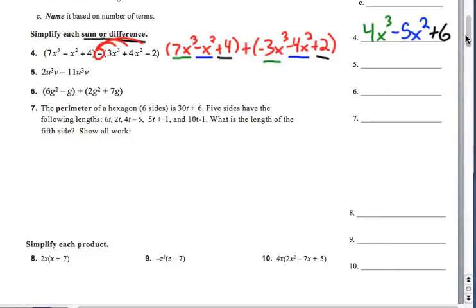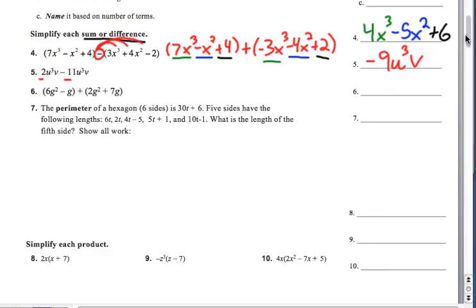All right, and number 5. I just have two things that I'm subtracting. So again, I notice 2 minus 11 gives me negative 9. Then again, at this stage of the game, the exponents don't change. So you carry on with the same exponent that is shown in the original problem.